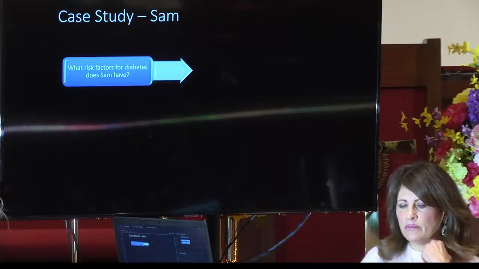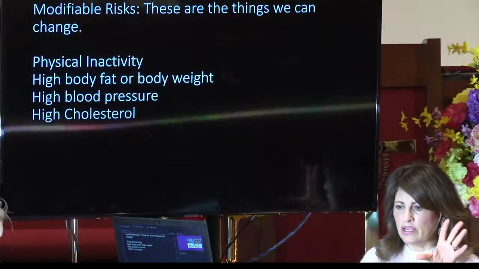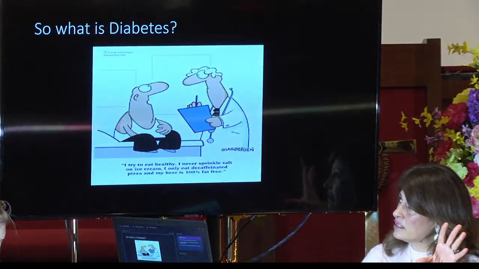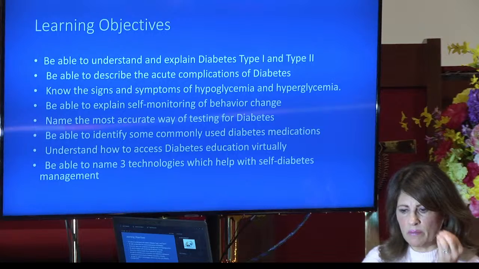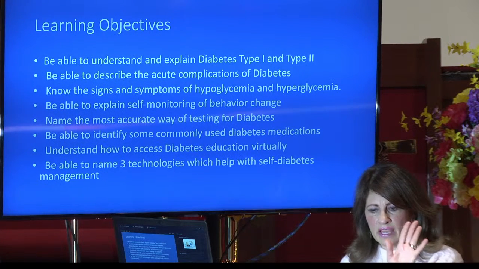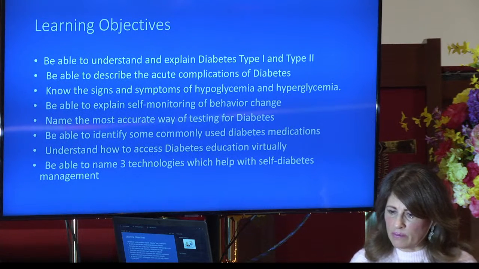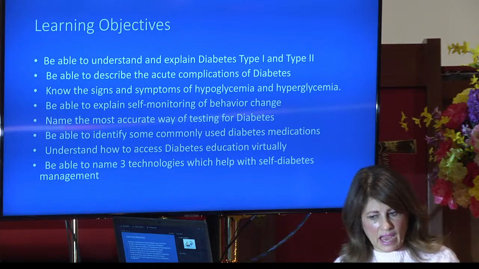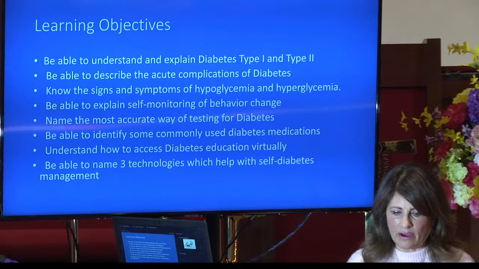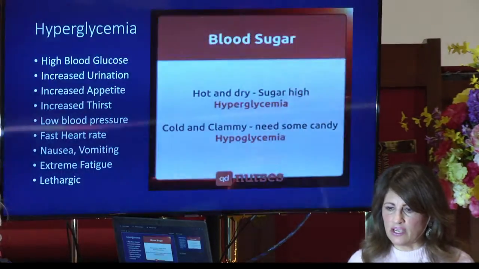If you look back at the objectives, when I tell people when you're learning a new subject, keep going back to your objectives because this will help you to remember, what am I supposed to get out of this? So we've gotten to be able to explain the self-monitoring, name the most accurate way of testing for diabetes, being able to identify some commonly used diabetes medications. That's where we are. So I'm going to go down and I'm going to tell you all about some medications.